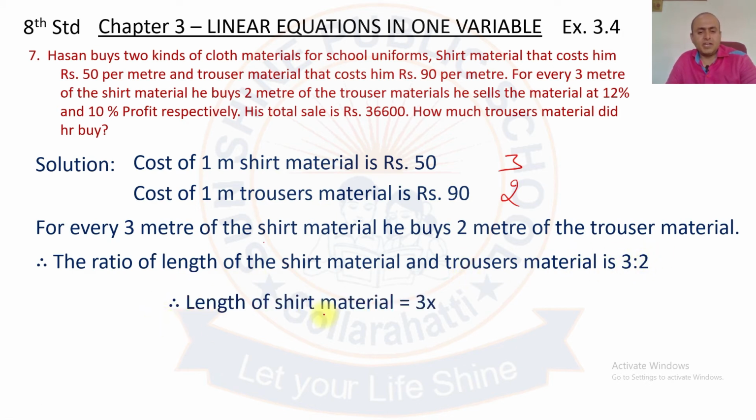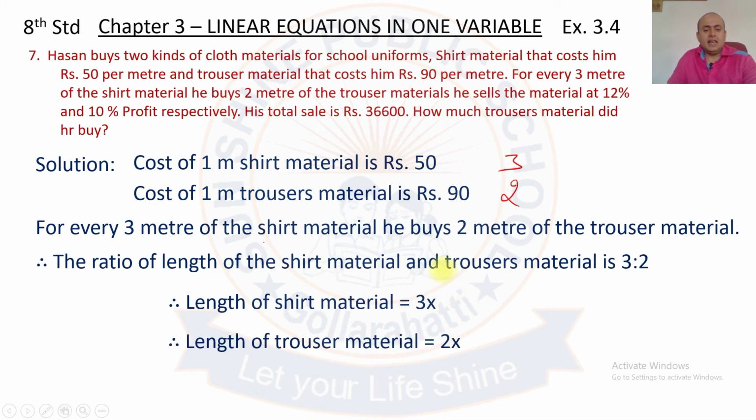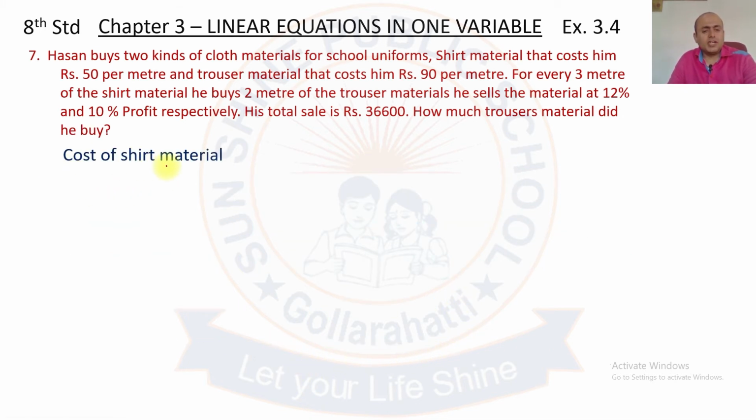The length of shirt material is equal to 3x. The length of trouser material is equal to 2x. I have taken the cost of shirt material and cost of trouser material.